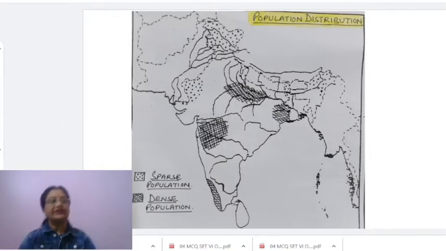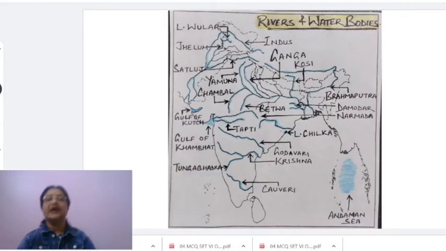Now after this, the next thing you have to do is the map regarding rivers and water bodies. Out of all the rivers, a few rivers have been taken out now, so you just have to practice a few rivers and a few water bodies also. A few things have been taken out from the water bodies also. So let's start with it.